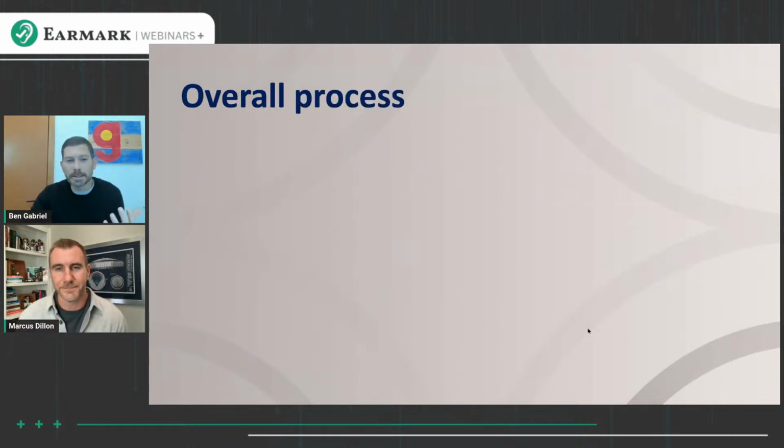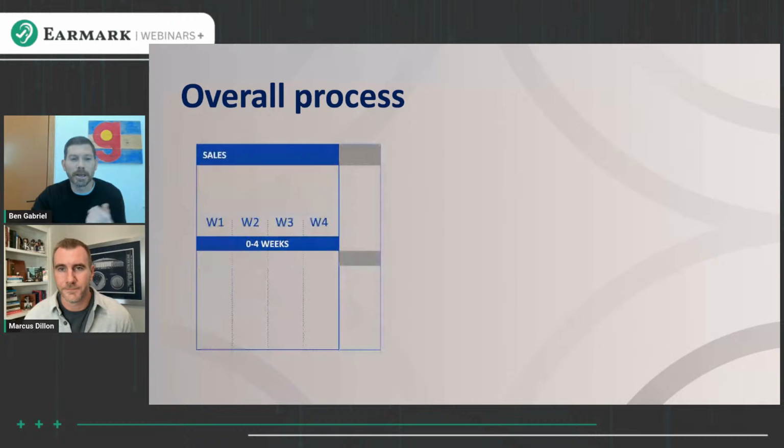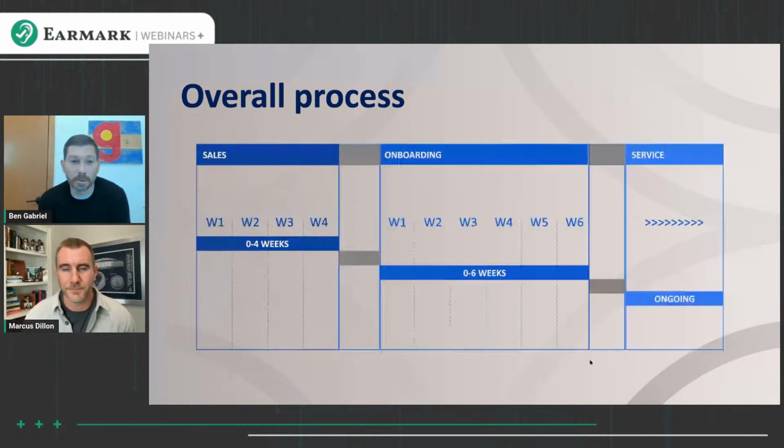So let's go into the details now, or let's go a little bit further into the details. And I'm just going to bring up this entire, what we've labeled overall process onto the screen. And there's three main elements. There's three overall elements to this. There's a sales element, like we said, there's an onboarding element, and then there's the ongoing service element. We use the acronym SOS here. So this is the overall process.